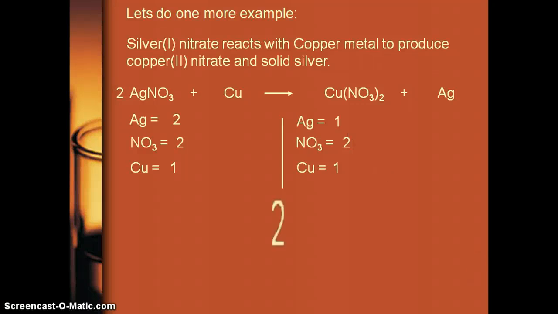So what we can do is we can come over here to silver, and we add a 2 coefficient in front of the silver, which will of course change the number of silver atoms on the right hand side to 2. So now we have 2 silver and 2 silver. So 2 nitrates and 2 nitrates, and 2 copper and 1 copper and 1 copper. So we now have a balanced equation. We counted, we compared, we changed our coefficients, and we checked. We repeated that twice because we had to change 2 of the coefficients. We had to change a 2 here and a 2 here. But this gives us a balanced equation.